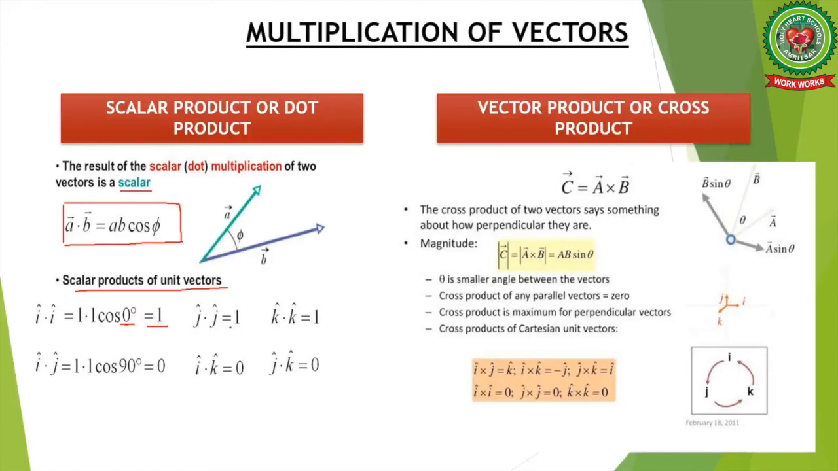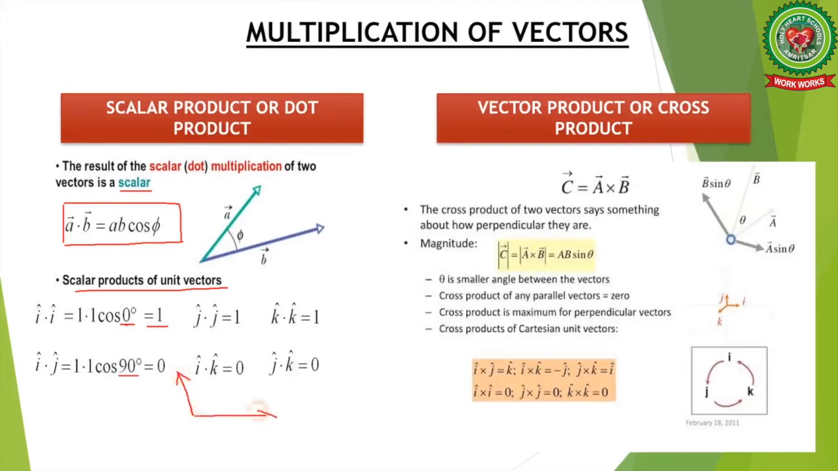j dot j is equal to 1. k dot k is equal to 1. This means the dot product of a unit vector with itself is always 1. On the other hand, i dot j, or any other pair of unit vectors, i with k, j with k, k with i, the angle between two different unit vectors is always 90 degrees. The magnitude of i is 1, the magnitude of j is also 1, but the angle between these two vectors is 90 degrees.